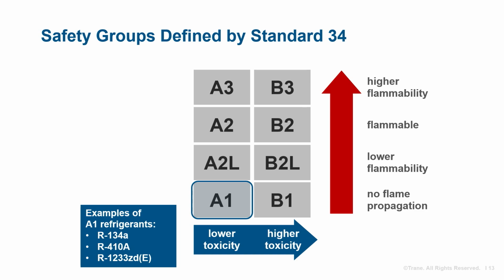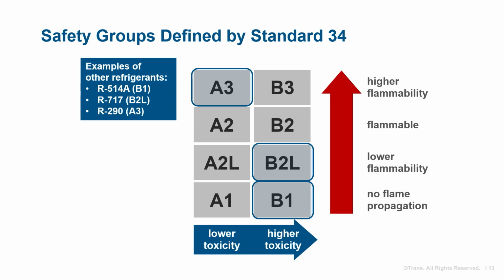Commonly, Class 1 refrigerants are referred to as non-flammable. Other examples of commonly used refrigerants with alternate safety classifications are R514A, which is a B1 refrigerant, and R717 ammonia, which is a B2L refrigerant. Hydrocarbons like R290, which is propane, is classified as A3. Another commonly used A3 refrigerant is R600A, which is isobutane. These examples demonstrate that refrigerants other than A1 can be used safely.